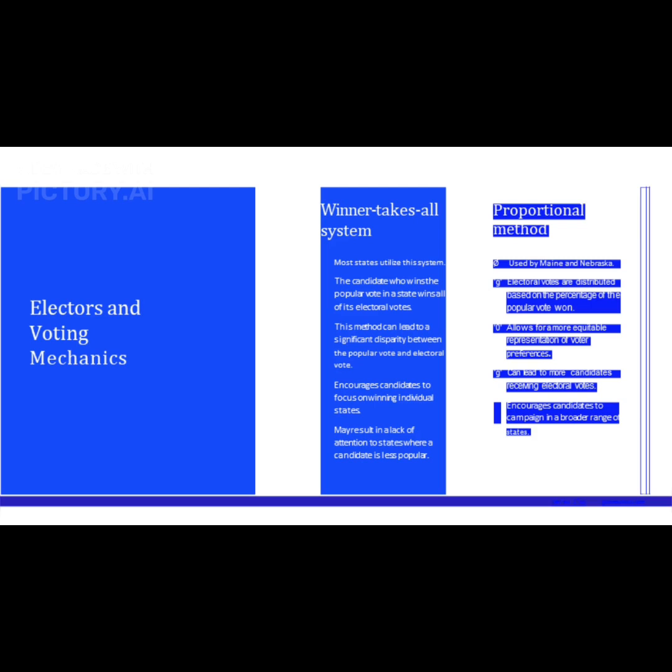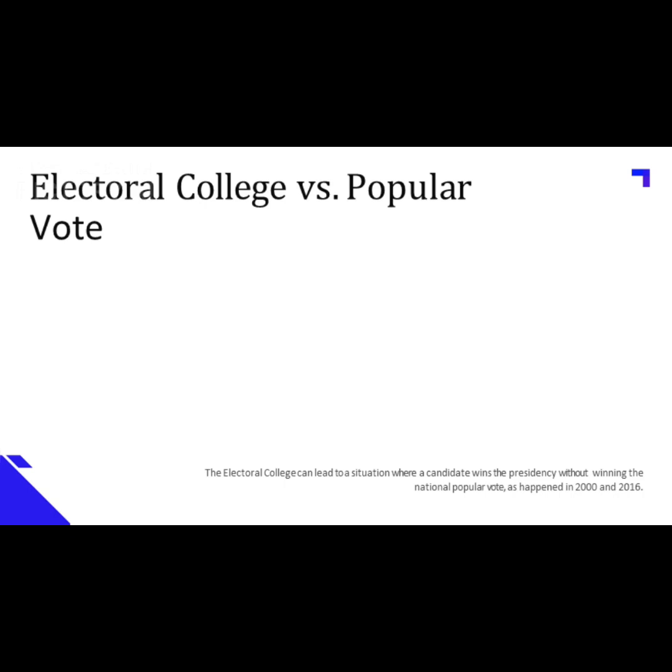This method can lead to a significant disparity between the popular vote and electoral vote. Some states use a proportional method, allowing for a more equitable representation of voter preferences. The Electoral College can lead to a situation where a candidate wins the presidency without winning the national popular vote, as happened in 2000 and 2016.